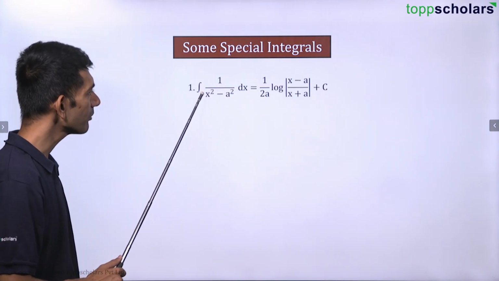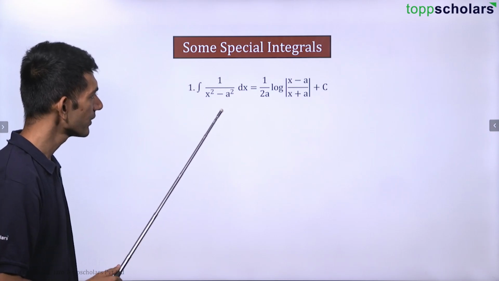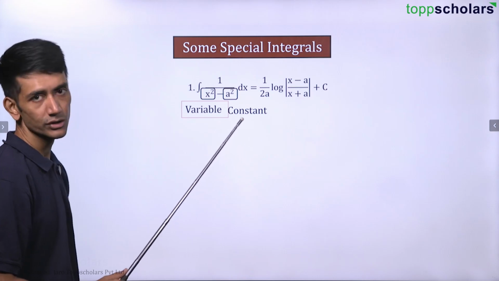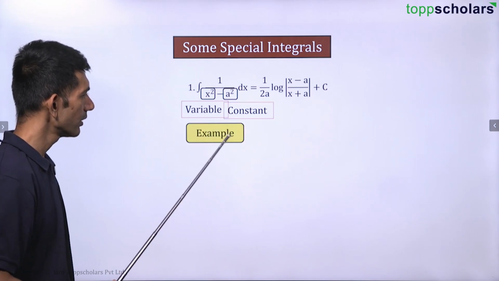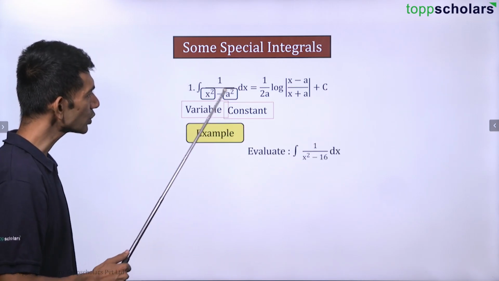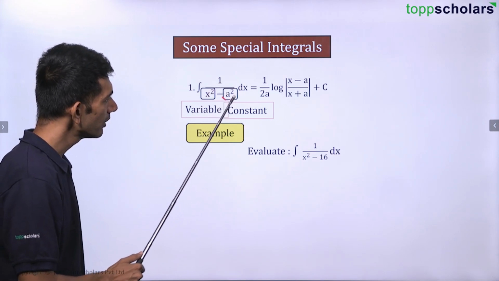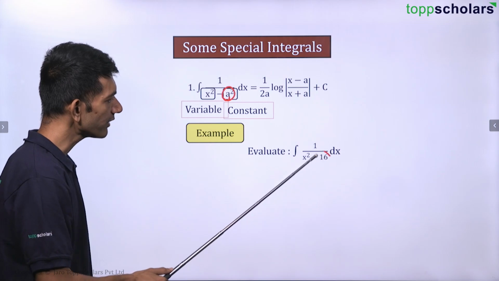Now here we have 1 by x square minus a square, right? So x is the variable and a is the constant, isn't it? Let us see an example now. We're supposed to evaluate 1 by x square minus 16. So we need to make it in the format of a square.